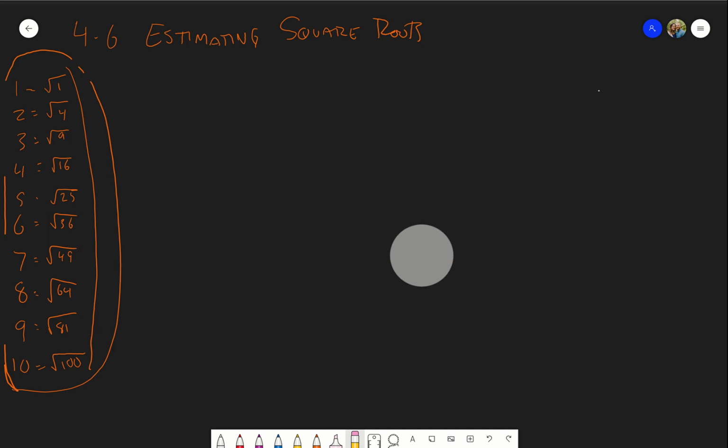Let's say, okay, well, what if we have something like the square root of 50? All right, we're going to do the same thing we just did. The square root of 50 is in between the square root of 49 and the square root of 64, which means that it's in between 7 and 8. So the square root of 50 is somewhere in between 7 and 8.